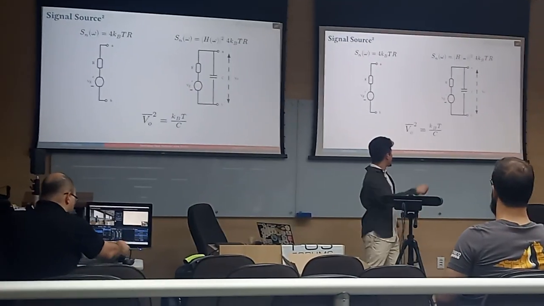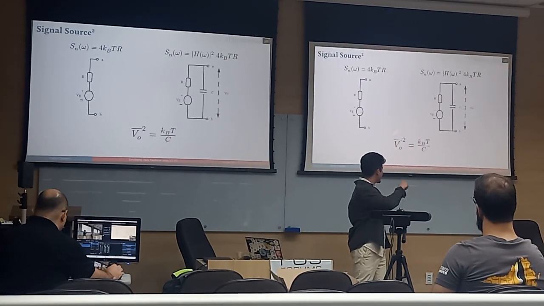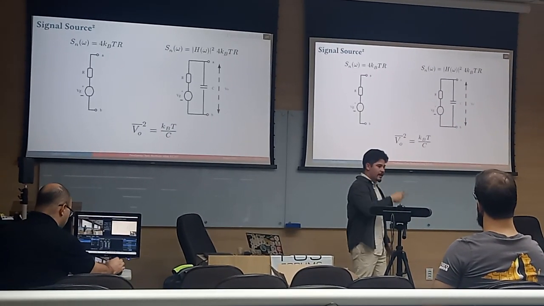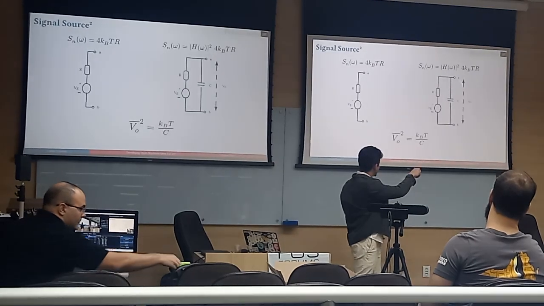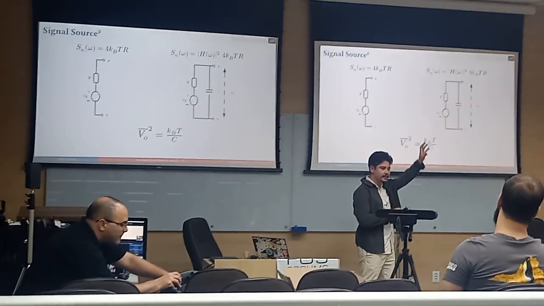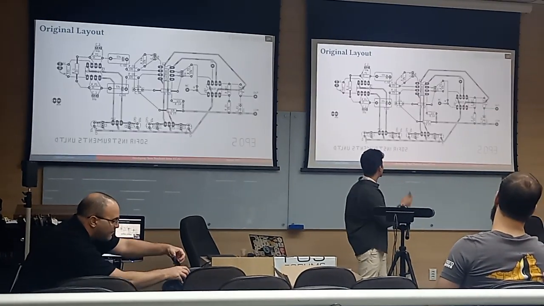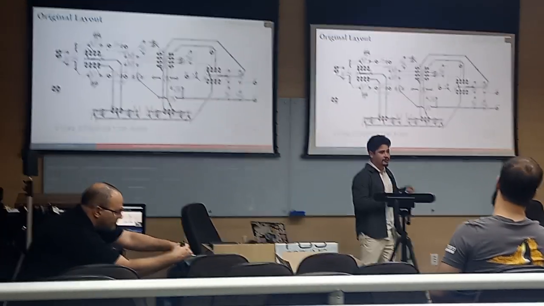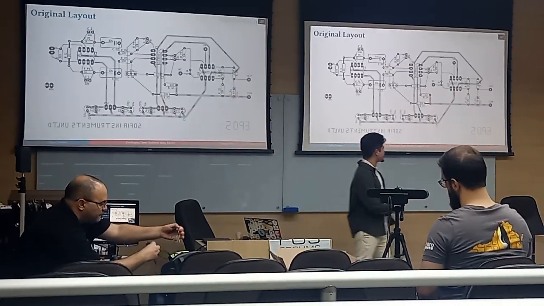And this is what I want to measure with the board: the mean square voltage of this signal. And this is the resistor, just divided into an ideal resistor and a voltage source. And this is the original layout. So we are getting to the layout. We're close to KiCad.